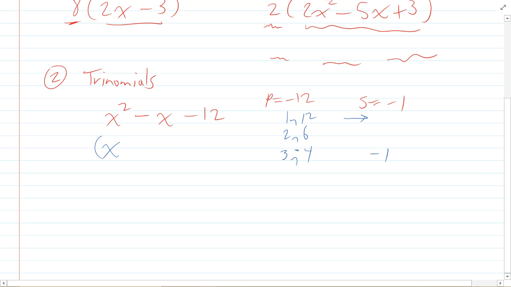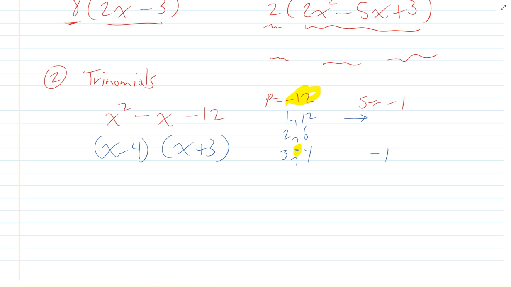So my factors are x minus 4 times x plus 3. And I know that one of them must be negative because my product has the negative sign. That's why I know I must have one of them be negative.